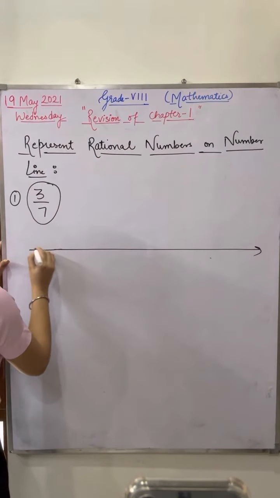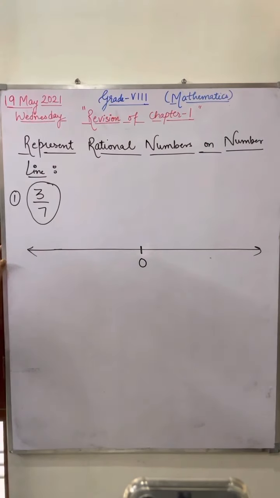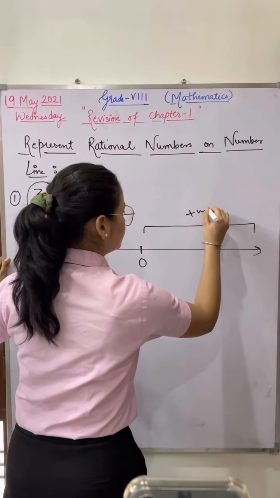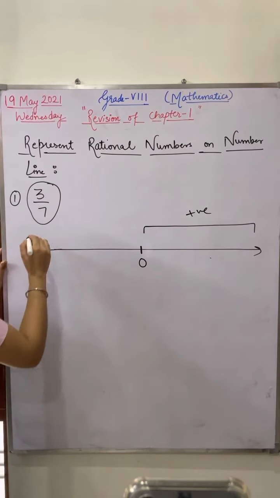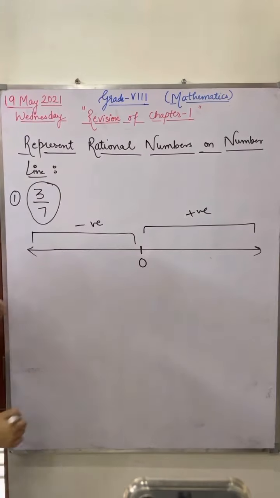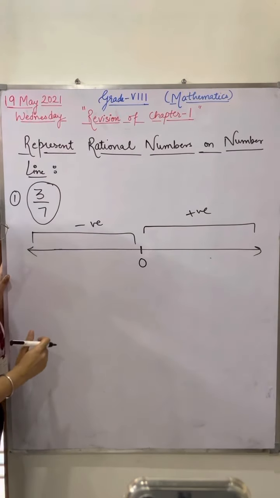As everyone knows, in the number line the middle one is 0. On the right-hand side of 0, we have positive values. On the left-hand side of 0, we have negative values. Here we have positive, here we have negative values.